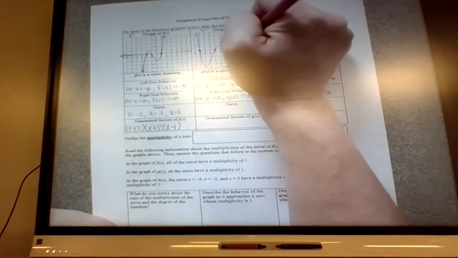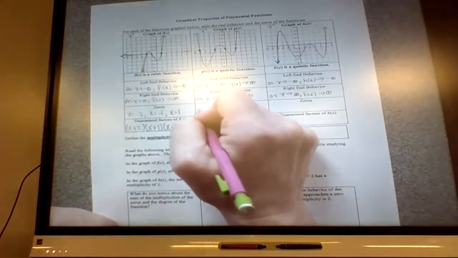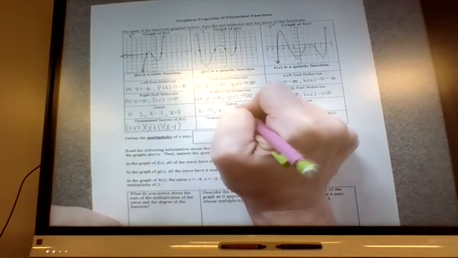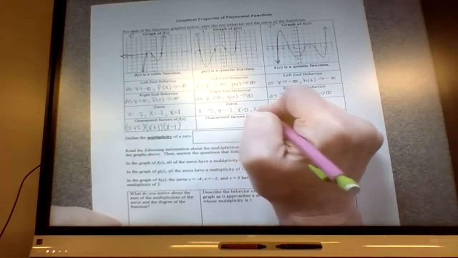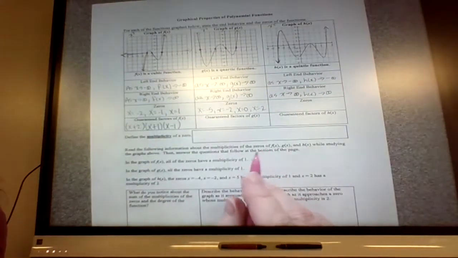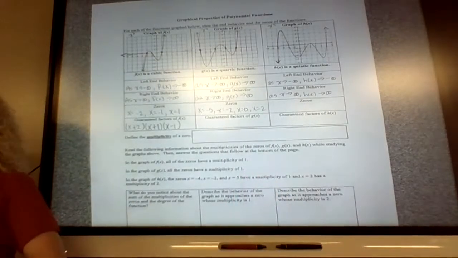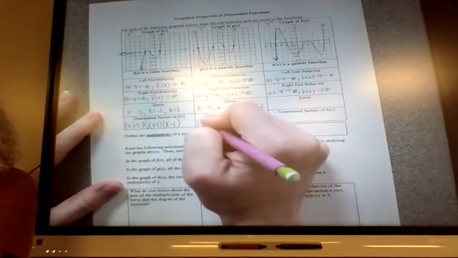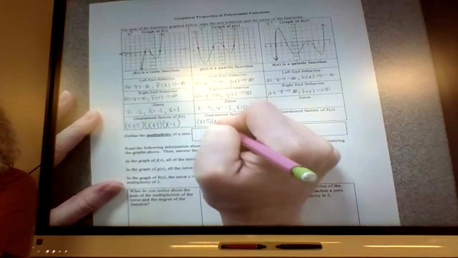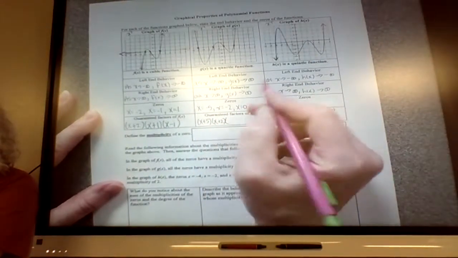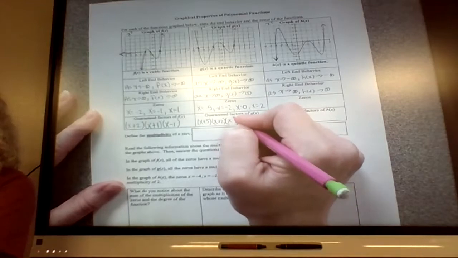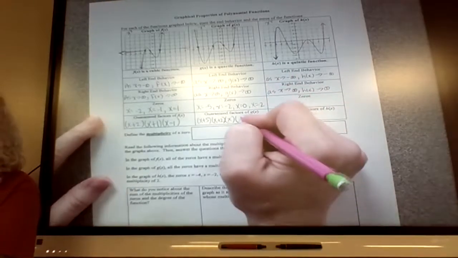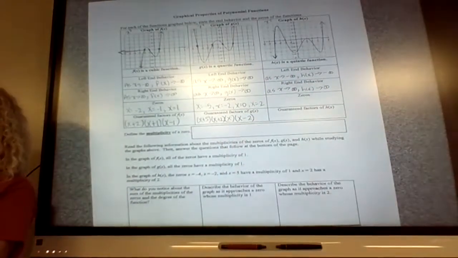All right, what are your zeros here? Negative 5, negative 2, and 2, and x equals 0. So what are your guaranteed factors? X plus 5, x plus 2, x minus 0. You can just put x, because what's x minus 0? X. Okay. And then x minus 2.